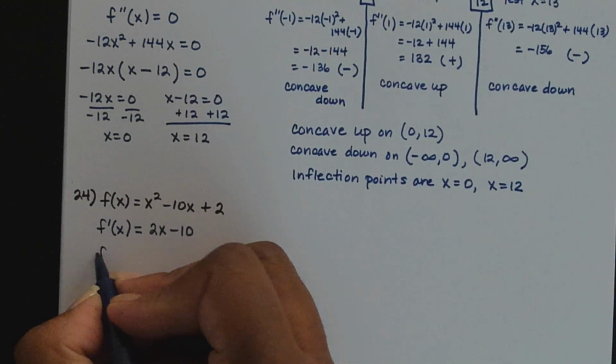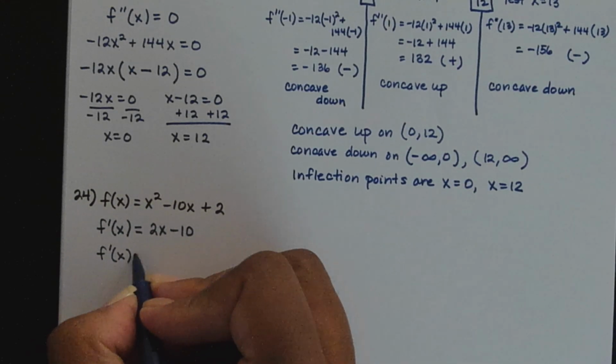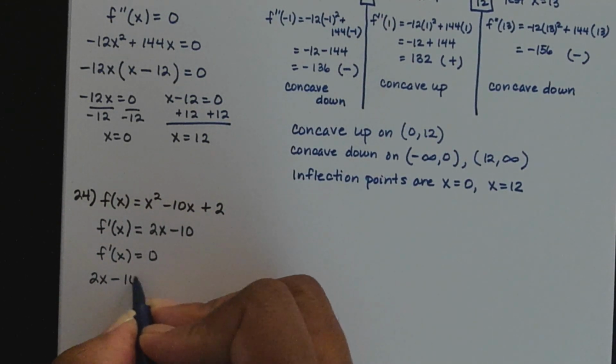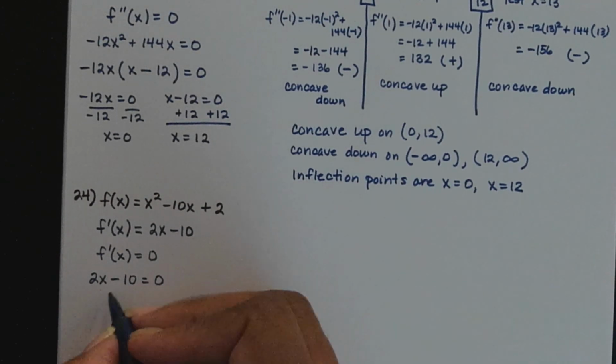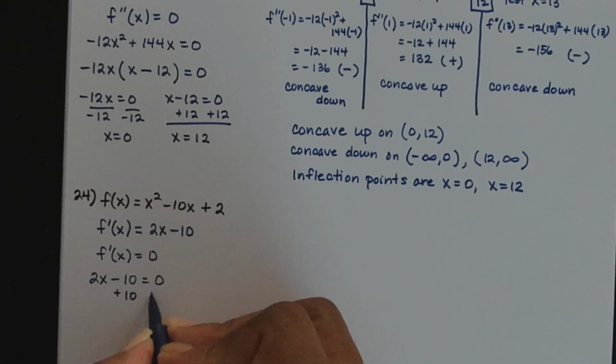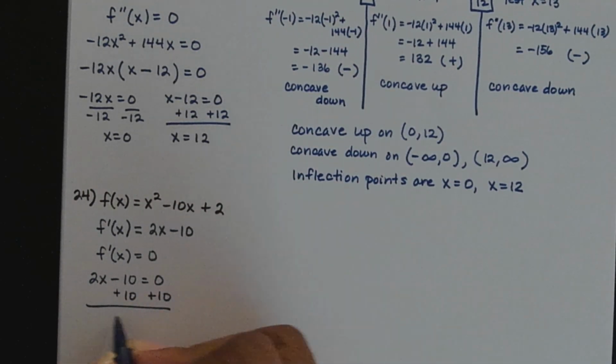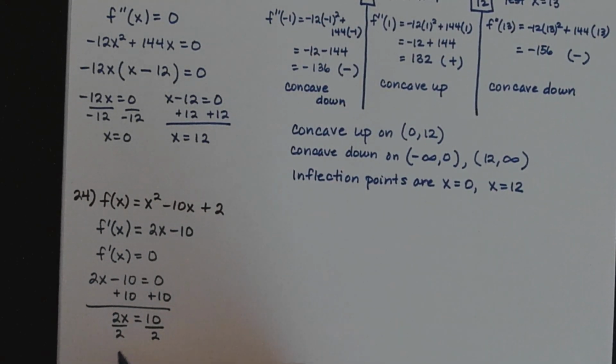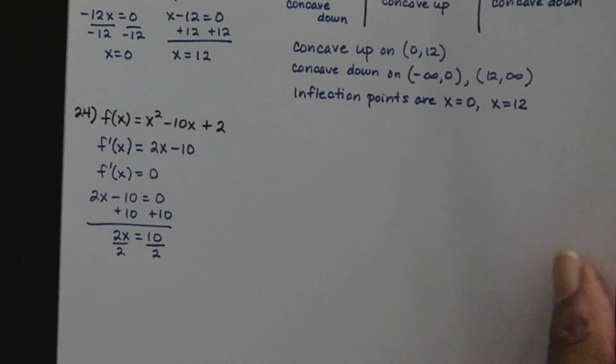Then we'll take this f prime of x and set it equal to 0. So 2x minus 10 is equal to 0. If I add 10 to both sides, you get 2x is equal to 10. Divide by 2, and x will have to be equal to 5.